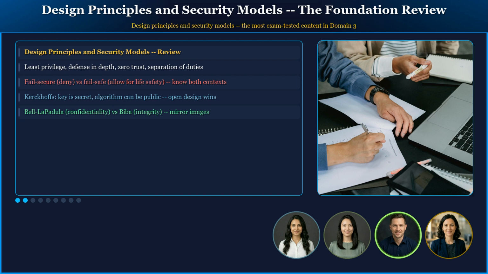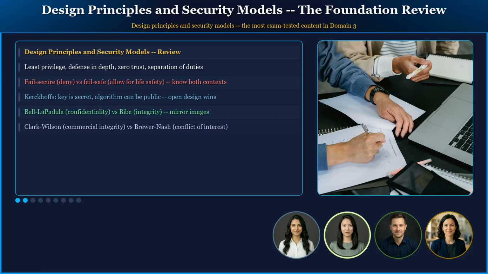Clark-Wilson is commercial integrity through transactions. CDIs are the protected data. TPs are the only modification path. IVPs verify state. The scenario trigger is financial records. Well-formed transactions, separation of duty built into the model. If the scenario is about transactions, think Clark-Wilson.